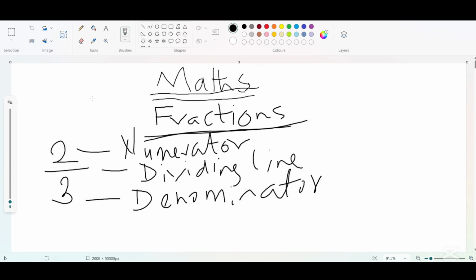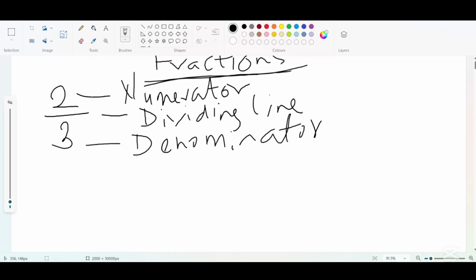So if any number has these three things, then we call that number a fraction. Usually every number is a fraction. Every number is a rational number, that is, it is divided by 1. Like when we say 2 over 1, 2 over 1 is a fraction because it has the three things in it. Okay, so we're talking about fractions.